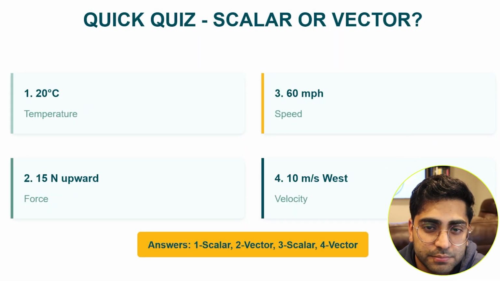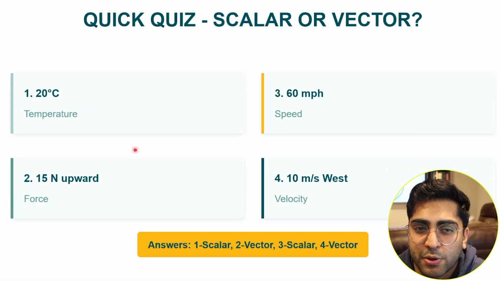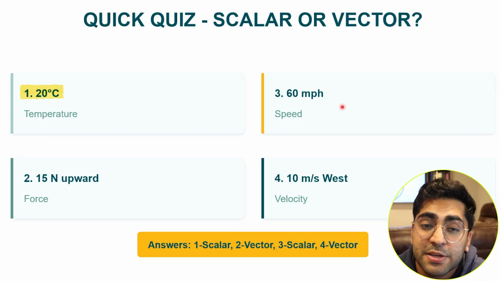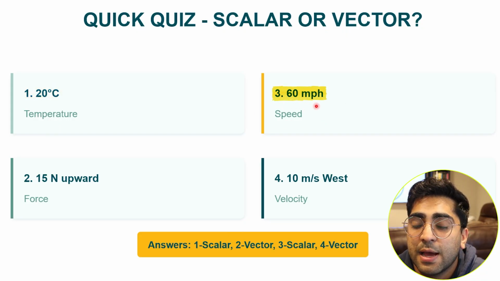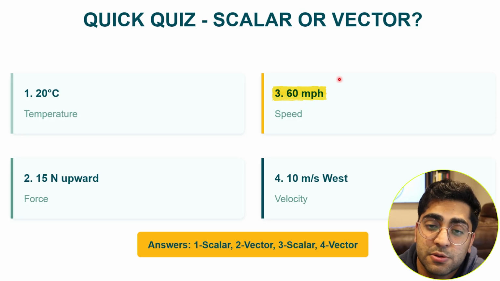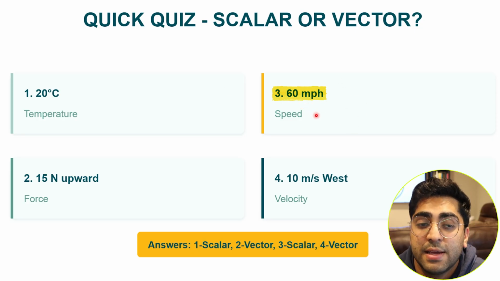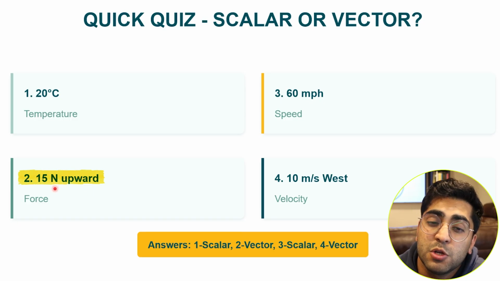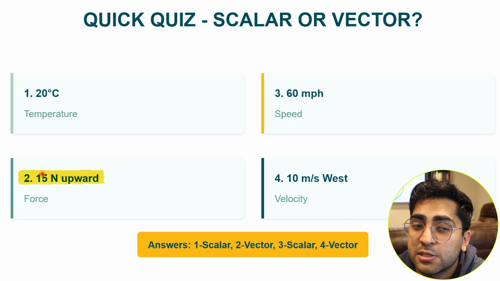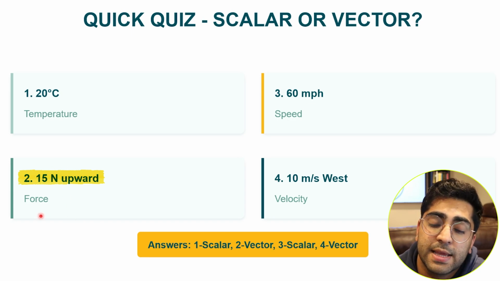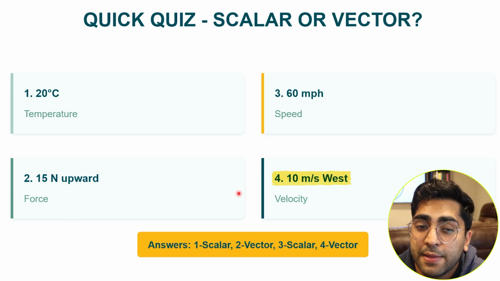Hopefully that's clear. Right, so this is a quick quiz. A temperature of 20 degrees is a scalar quantity because we don't associate a direction with it. A speed of 60 miles per hour, again, has no associated direction, so that's another scalar quantity. Number 2, a force of 15 Newtons upwards: because you've got direction along with your magnitude, we call this a vector quantity. And the last one, a velocity of 10 meters per second west, is a vector quantity.